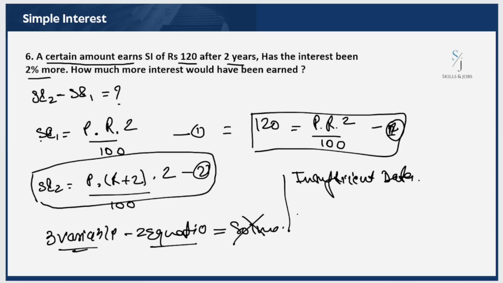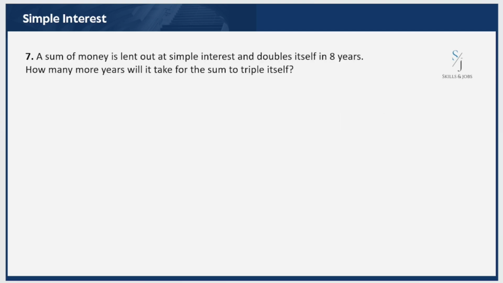That is just to confuse you. Okay, so we have to understand this. When there are three variables and two equations, we cannot solve the problem. So this is a problem of insufficient data. Got it? Now moving to the next problem.